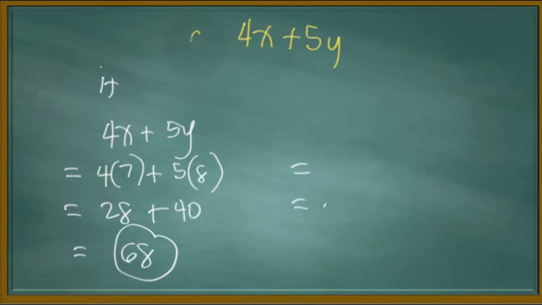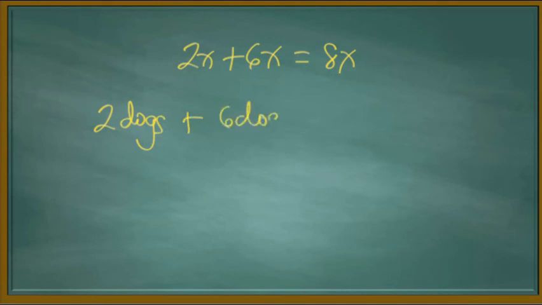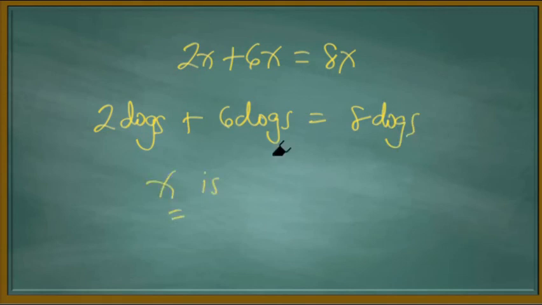Therefore, we say in general that any expression such as 2x plus 6x is equal to 8x. And take note that this does not mean 2 dogs, for example, plus 6 dogs is equal to 8 dogs. Now remember that x as a variable is a number and not an object. That's a very important concept.